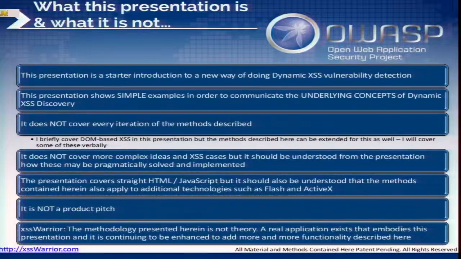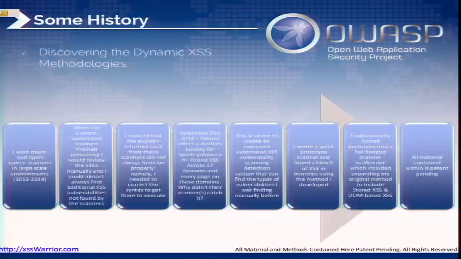The key is that this is not all the different methods. This is just the most simple ones to communicate the ideas and how they are flawed. So here's some history about what happened. Basically, I was using a lot of scanners. I would always find cross-site scripting manually, whether after the automated systems had been running, and I was curious to know why I'm able to find stuff when the scanners aren't.